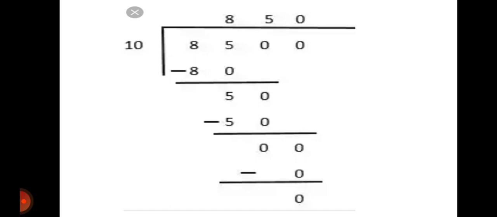Now, this 50, we will remove the 0 from it. We don't want to work with 0. We say 5 times 10 is equal to 50. Now, the answer that we got from 8,500 minus 80 was 50. Now, 5 times 10 gives us 50. We'll still have to subtract. We'll bring down the second 0.